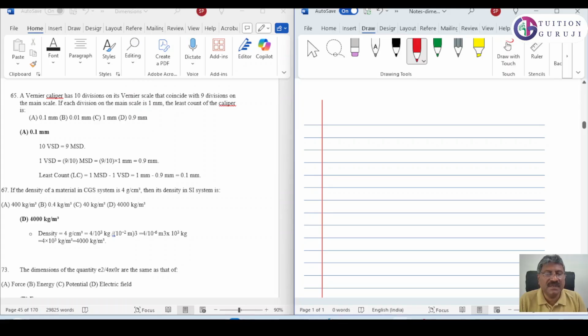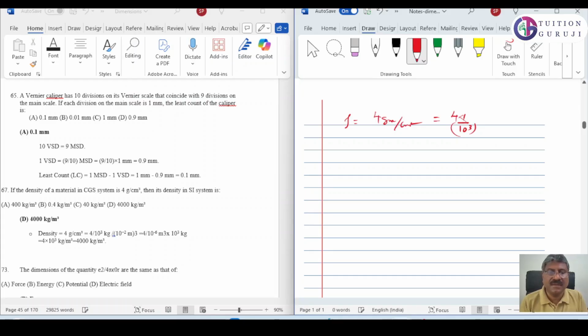Now, the density of a material in CGS system is 4 gram per centimeter cube. Then the density in SI system is? So we know the density is given as 4 gram per centimeter cube. When it is changed in the SI system, gram will change into kilogram. So 4 gram means, when gram is converted into kilogram, we divide by 10 cube, by 1000.